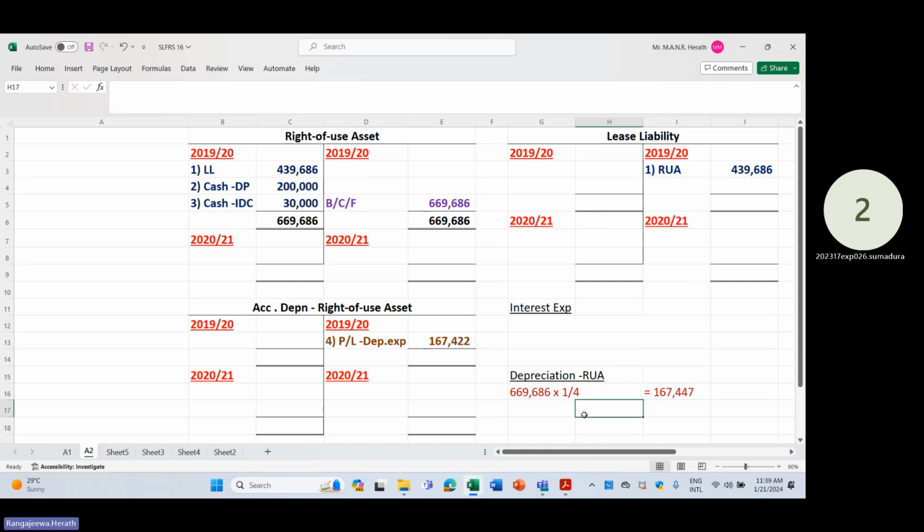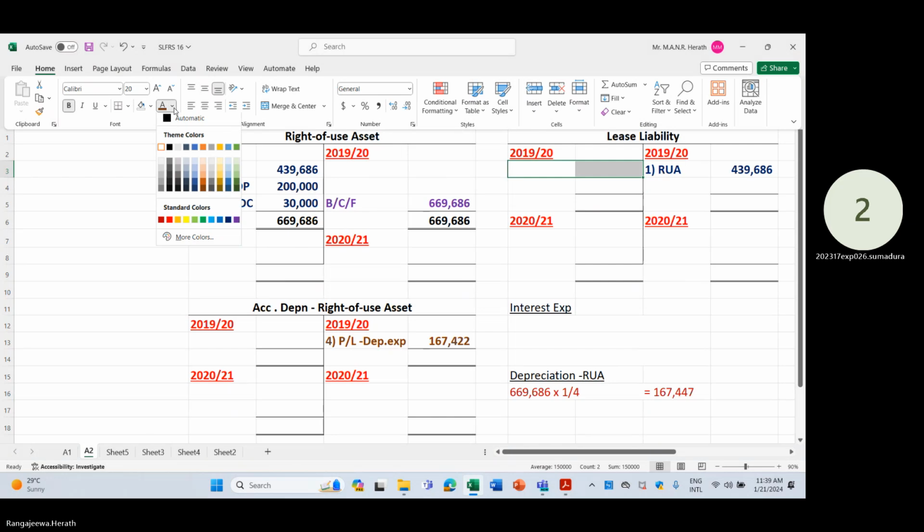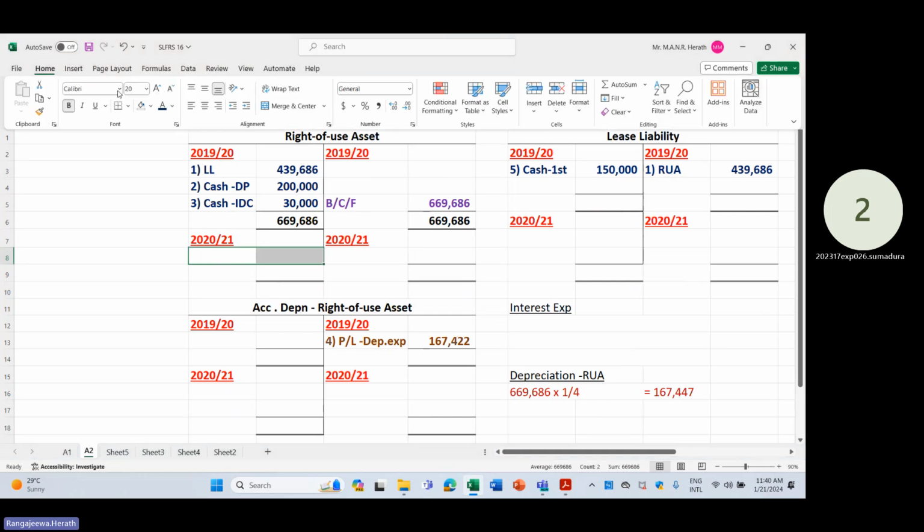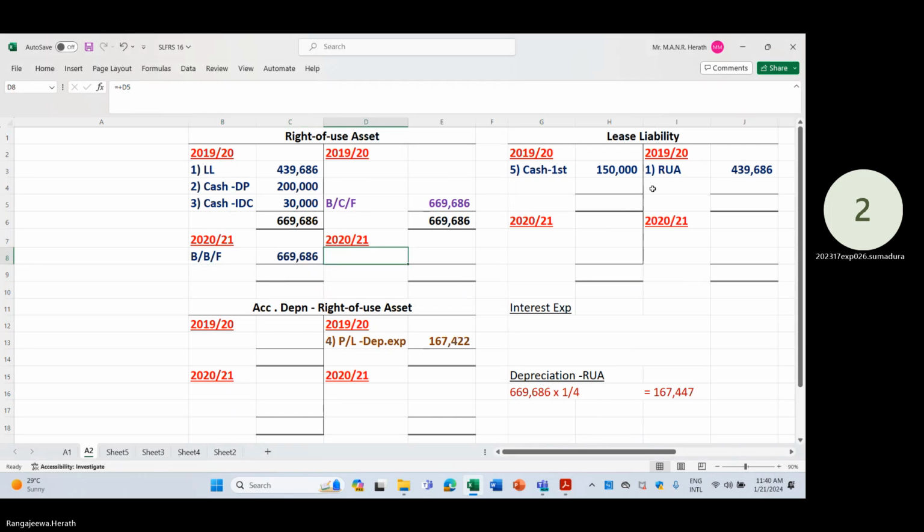Then we are settling the lease liability. Annual installment 150,000. So you pay the first installment: cash credit, lease liability debit, installment. Asset, you can bring forward the same balance to next year. Now this 150,000 includes interest.